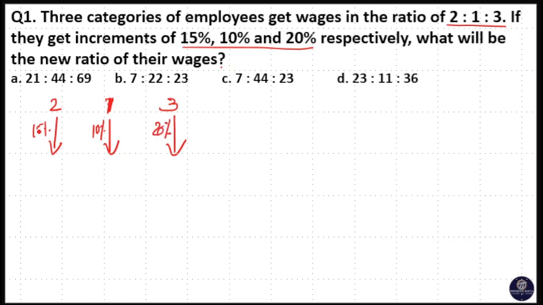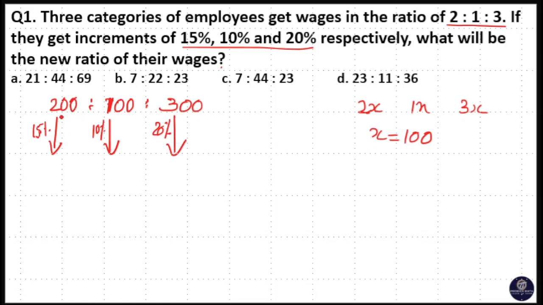So after the increment, what is their new salary ratio, that is, new wage ratio? Currently they have 2x, 1x and 3x salaries. We don't know the value of x here. Since the increments are in percentage terms, I will put the value of x as 100. You can put any value for x because you will get the same answer. Here they are asking us about the ratio. So putting the x value means multiplying the ratio with 100. That is 200, 100, 300.